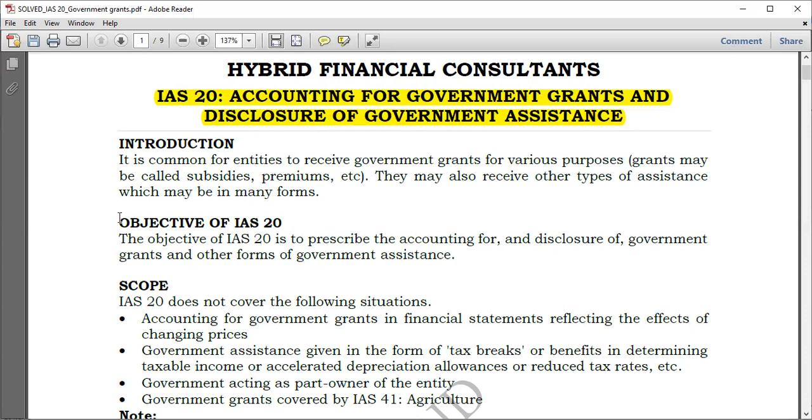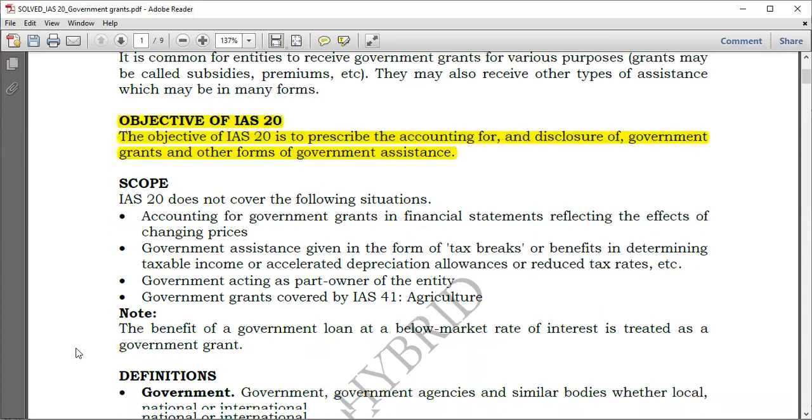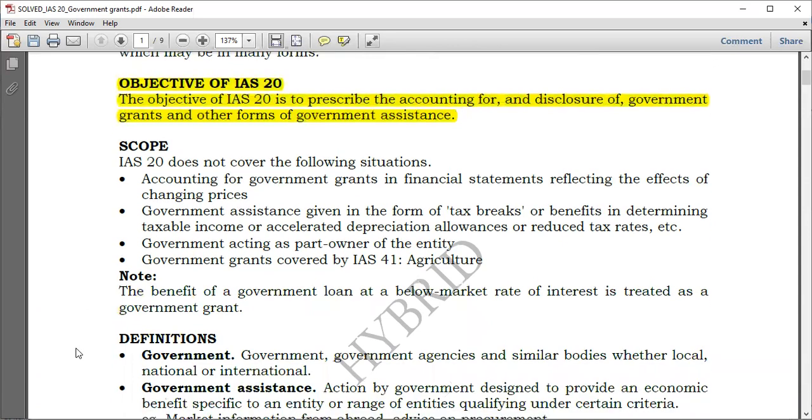So the objective of IAS 20, what is the objective? It's just to prescribe the accounting for and disclosure of government grants and other forms of government assistance. Actually, this standard is short too. Scope: we will cover the following, but we also will not cover the following. Let's take a look at what this does not cover.